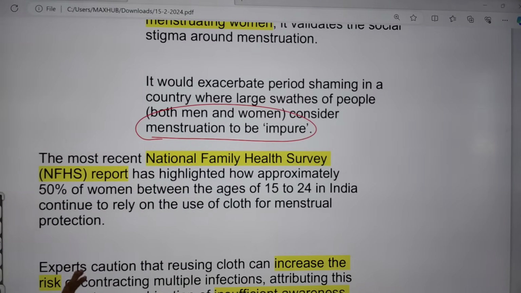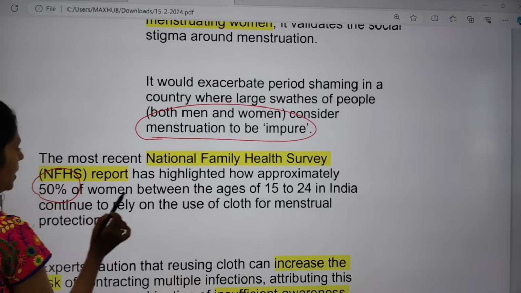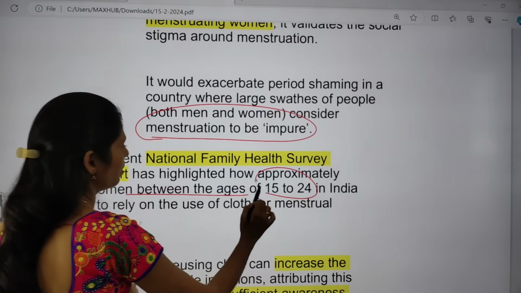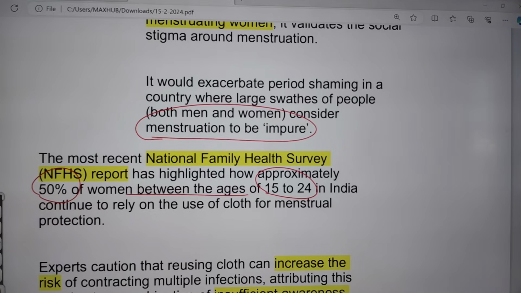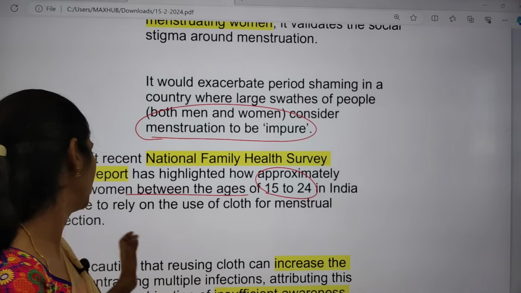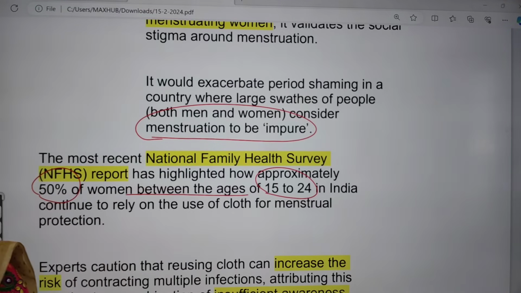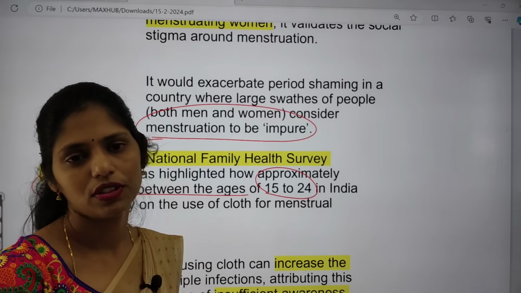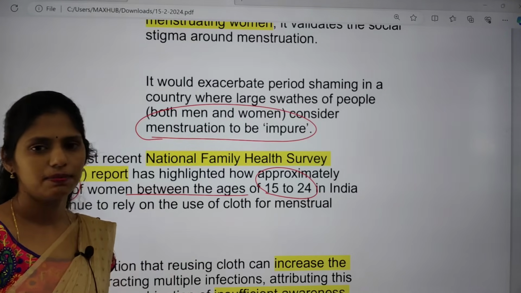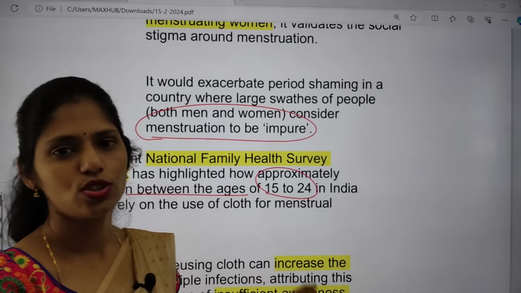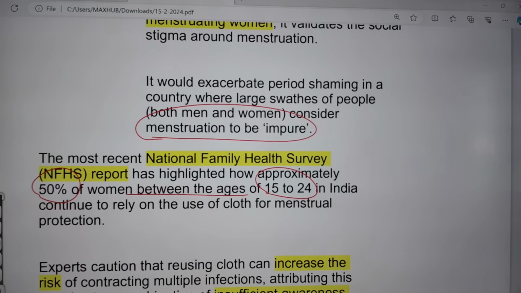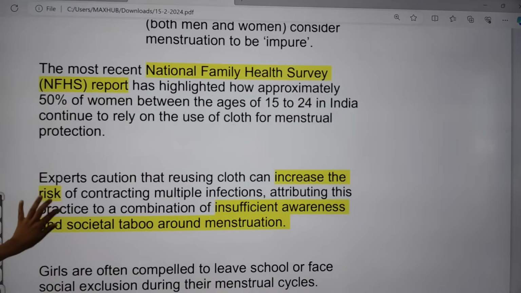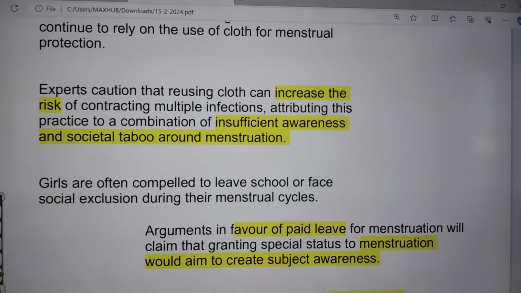The most recent National Family Health Survey says that 50% of women between the ages of 15 and 24 years in India are continuing to use cloth as menstrual protection. They do not have accessibility to pads, sanitary pads, or menstrual cups, etc. Experts are cautioning that reusing the cloth can increase the risk of contracting multiple infections.